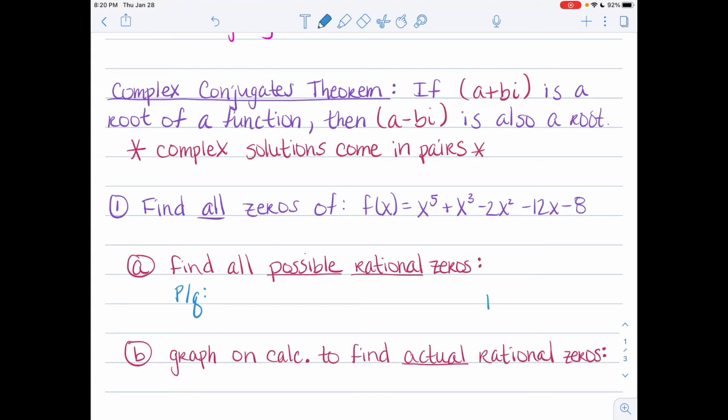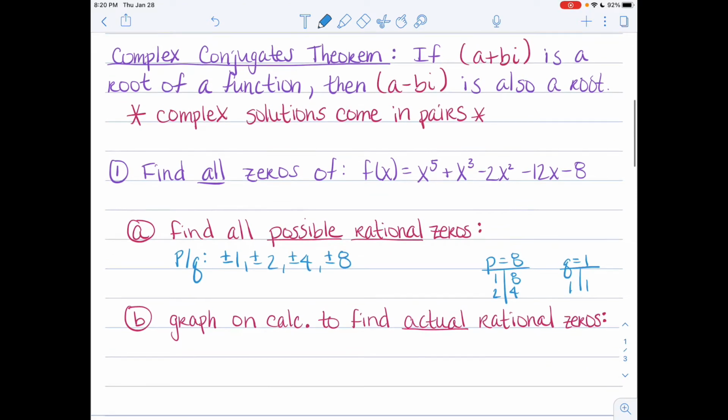So I'm going to say that P is equal to 8 and its factors 1 and 8, 2 and 4, and Q is equal to 1, its factors, well, 1 and 1. So when I write this, just like I've been doing, since I only have Q of 1, I can write all of these as integers, plus and minus 1, 2, 4, and 8. So I have 8 possible rational zeros.